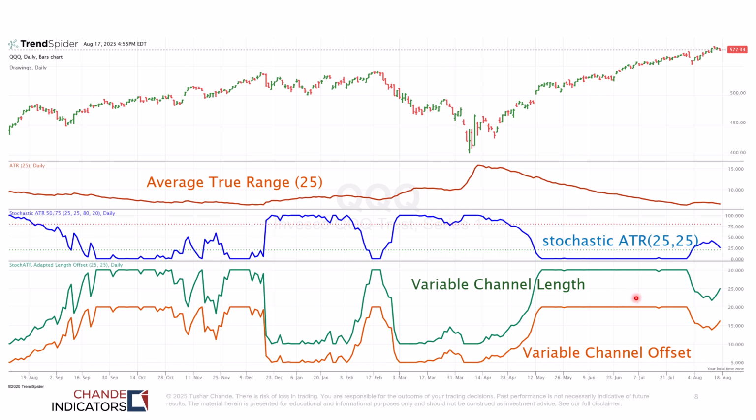So this is a very important chart because it gives you an intuitive understanding of how we are adapting to market volatility. When volatility increases, the channel length decreases and the offset decreases. When volatility declines, the opposite happens. The channel length increases and the offset increases. So that's the key idea behind the adaptive Donchian model we're using.